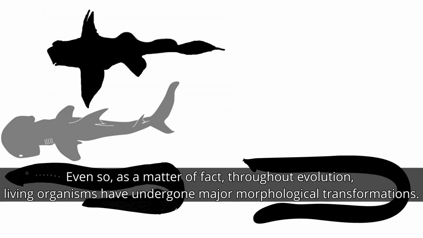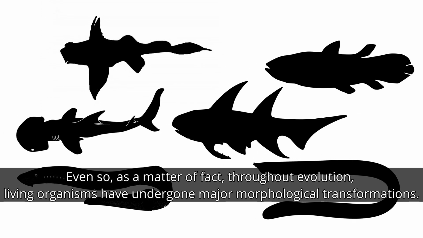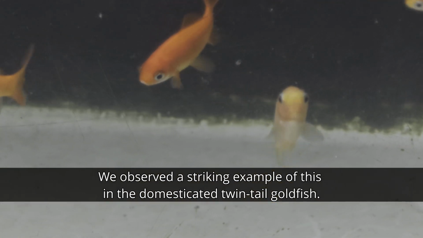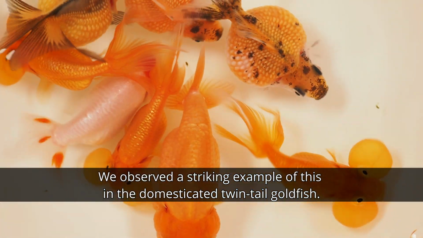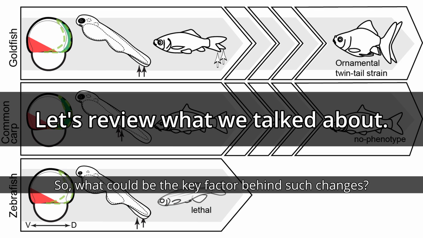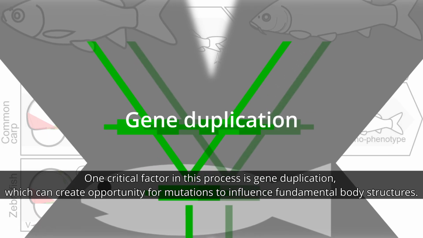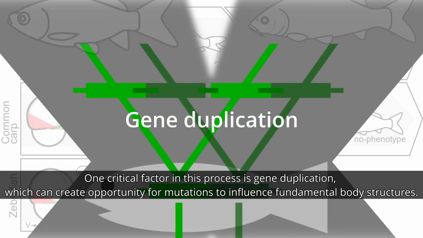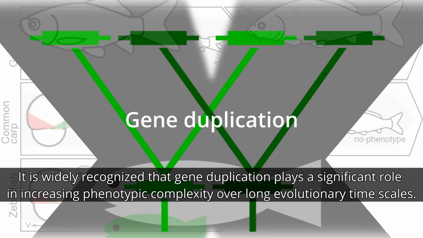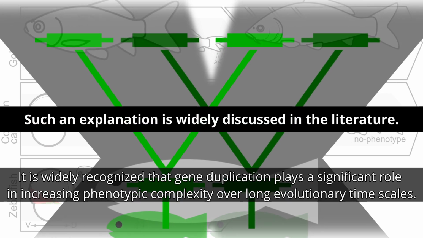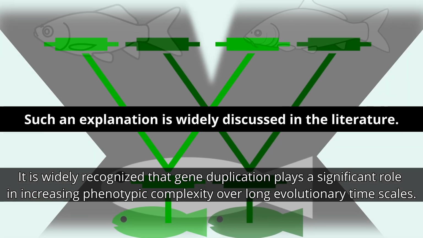Even so, as a matter of fact, throughout evolution, living organisms have undergone major morphological transformations. We observed a striking example of this in the domesticated twin-tailed goldfish. So what could be the key factor behind such changes? One critical factor in this process is gene duplication, which can create opportunities for mutations to influence fundamental body structures. It is widely recognized that gene duplication plays a significant role in increasing phenotypic complexity over long evolutionary timescales.